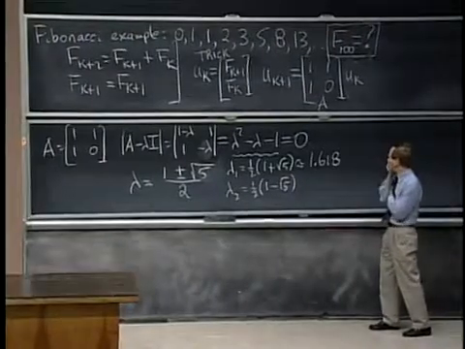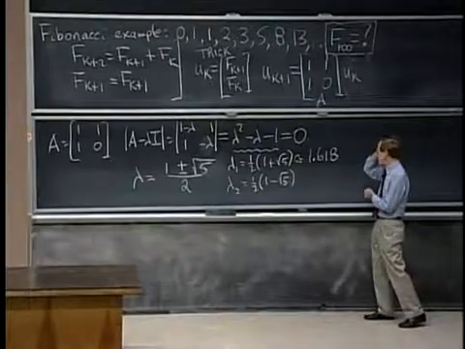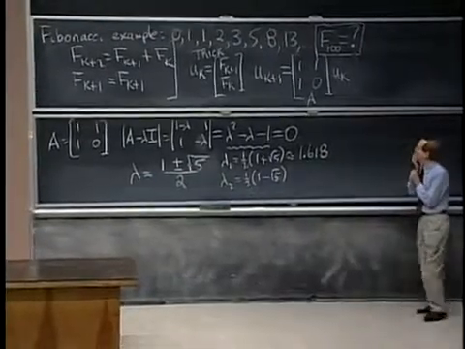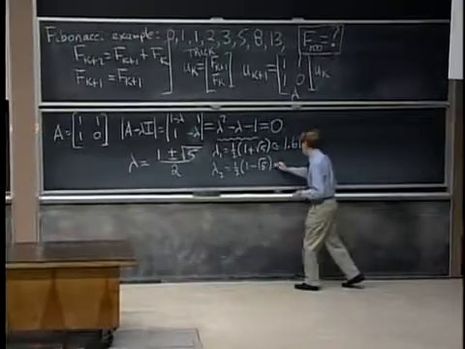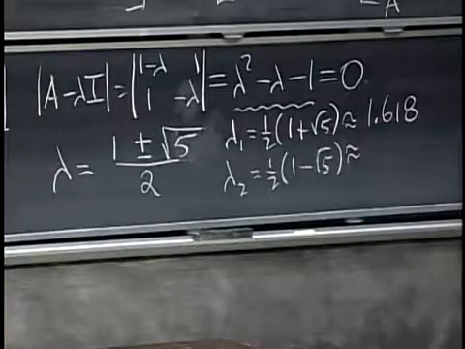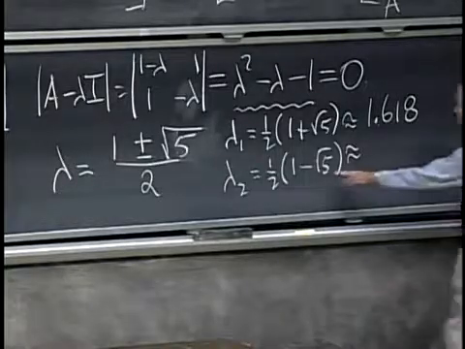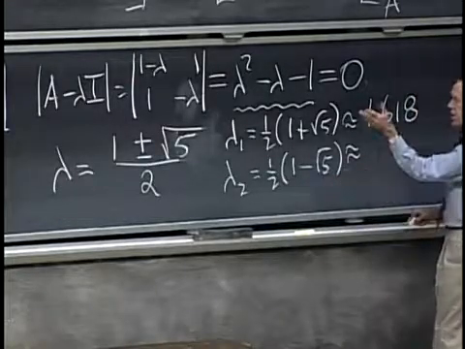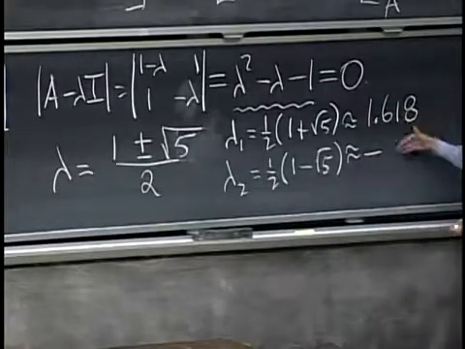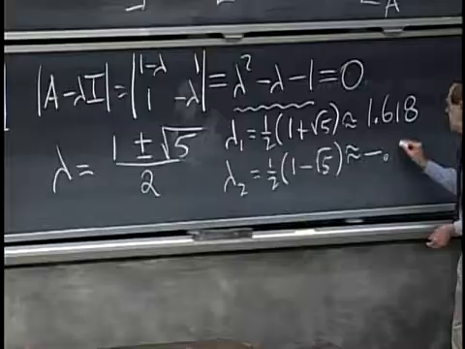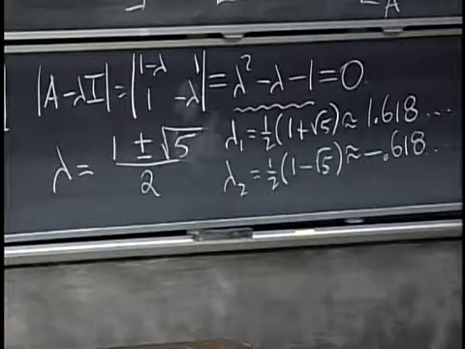Not exactly. I suppose it's 1.6. Then what's lambda 2? Is lambda 2 positive or negative? Negative, right? Because it's obviously negative, and they add up to 1, so minus 0.618, I guess.